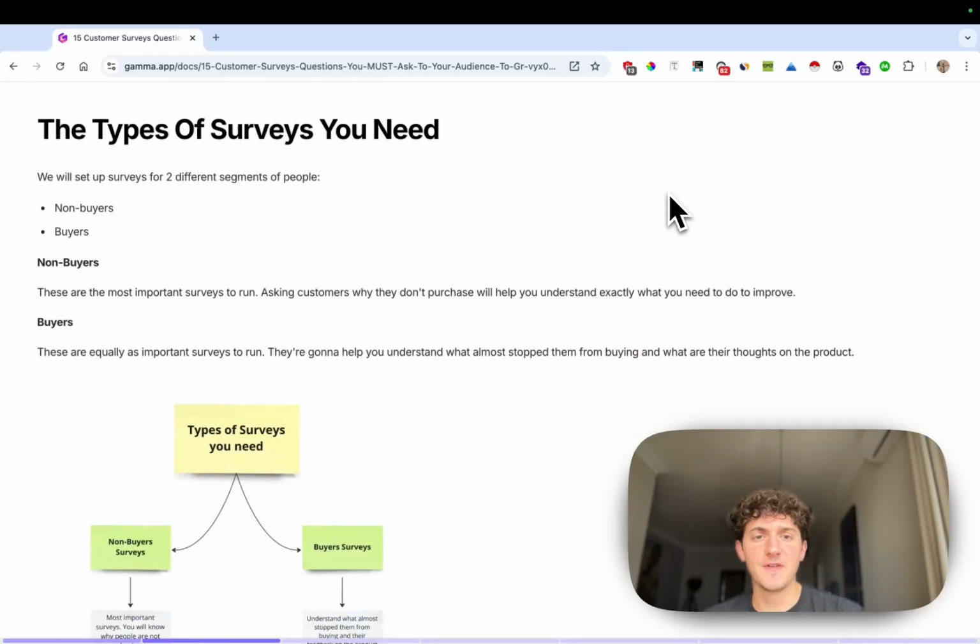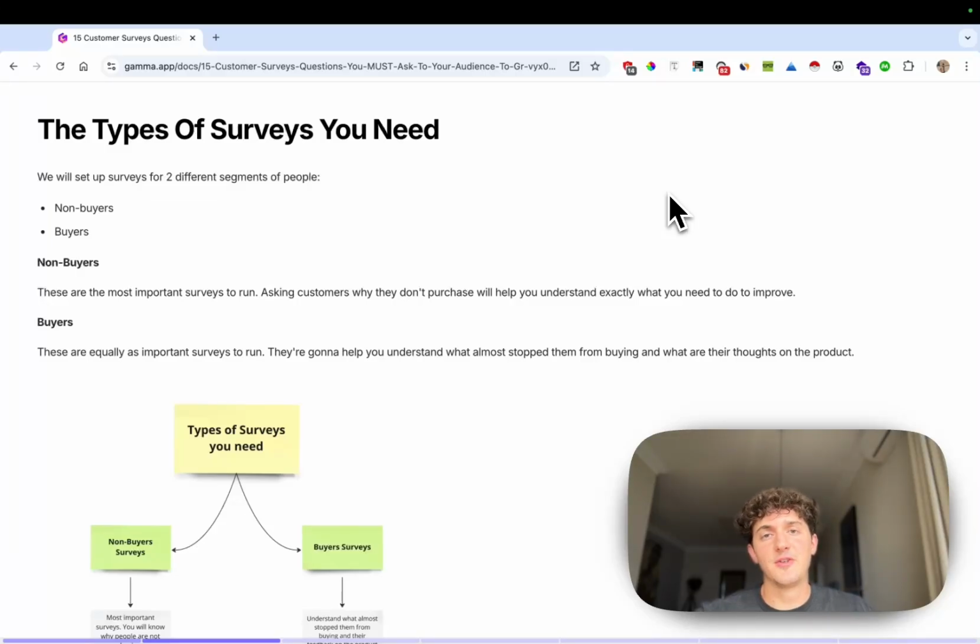These are the types of surveys you need. So we will set up surveys for two different segments of people, the non-buyers and the buyers. The non-buyers are the most important surveys to run because you're going to ask customers why they don't purchase, and this will help you understand exactly what you need to do to improve. There is no better way to improve your sales and your conversions than asking the people that didn't buy why they didn't.